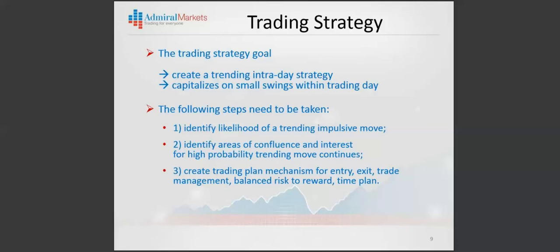So let's see what kind of steps we need to take to reach that goal. We have to identify the likelihood of a trending impulsive move, where we would have the highest probability of that trending mode continuing. So first of all, in which direction do we expect a trending mode? And then what is the probability that it will continue in that direction at a certain point? And then we're looking for entries and exits, our trading plan.